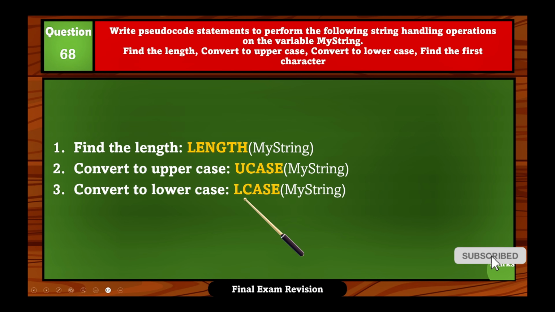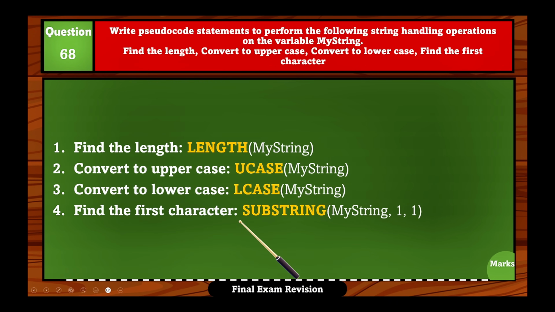Okay, to convert to lowercase, we use the lcase function, and to find the substring, we use the substring function, where we specify the string and then the range that we want to extract. So 1, 1 will give you the first character from that string. So you need to know those functions: length function, uCase function, lcase function, and substring function.